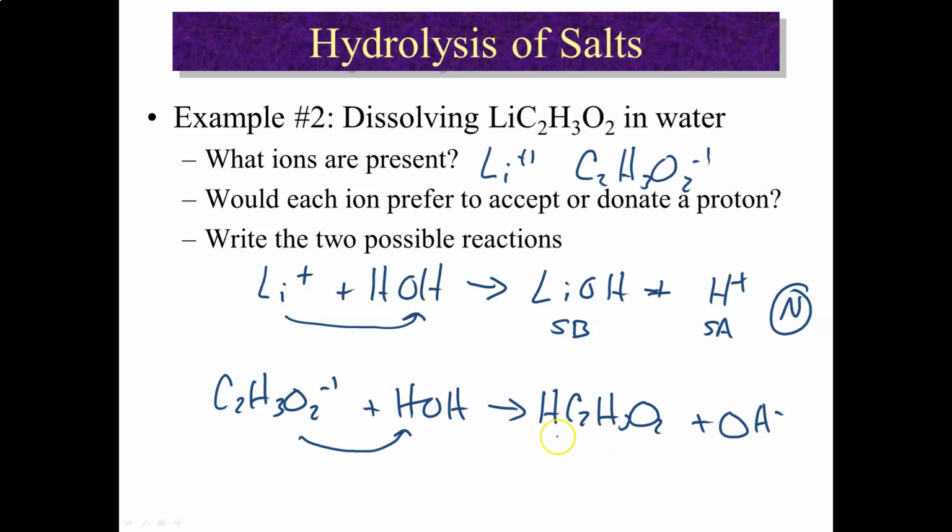Let's categorize these. We have HC2H3O2. You should recognize that as acetic acid. And even if you don't recognize that as acetic acid, you know it's acidic because it starts with H. And you say, okay, is it a strong or weak acid? Well, it's definitely not one of the 7 strong acids we memorized, so it has to be a weak acid. Anything that's not one of those 7 strong, just consider it weak.